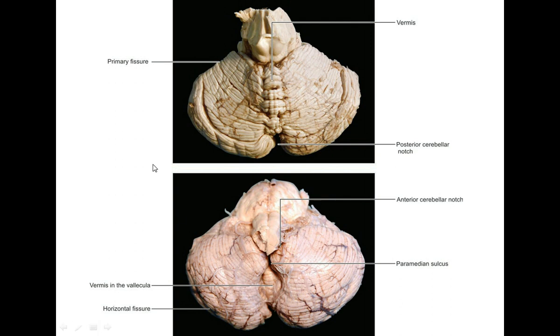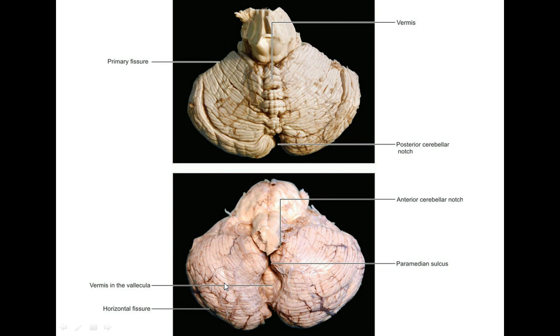Some of the fissures on the surface of the cerebellum are deeper than the others. They divide the cerebellum into lobes. You can see in this picture, we will discuss the deepest fissures. One is the primary fissure, running transversely across the superior surface. This is the posterolateral fissure, and the horizontal fissure. This is the horizontal fissure which divides the cerebellum into upper and lower halves.